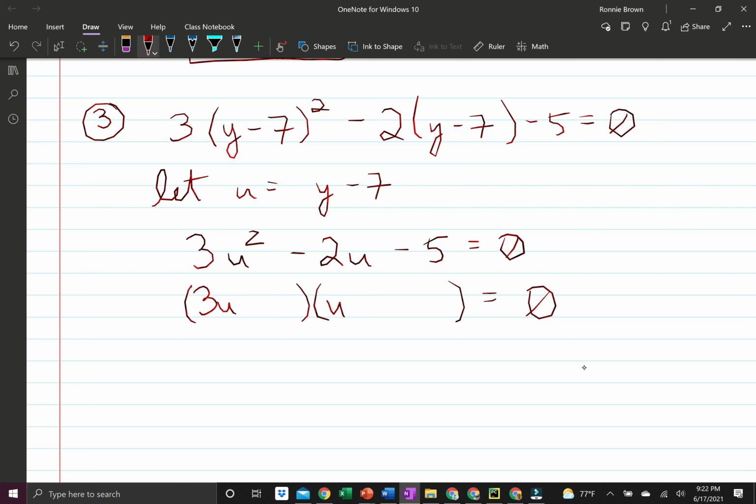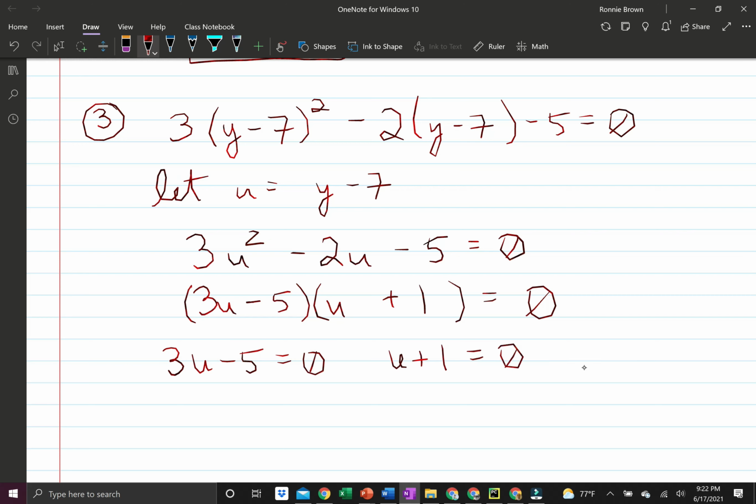So here I'm going to place in a negative 5 and a positive 1 because they work. Negative 5 times 1 makes negative 5. And in this one, because of this leading coefficient being a 3, I have a 3u and a u to make 3u squared. But the 3u times this 1 is 3u, and negative 5 times u is negative 5u. Well, negative 5u plus 3u gets us the negative 2u. Then we go ahead and say 3u minus 5 equals 0, and u plus 1 equals 0.